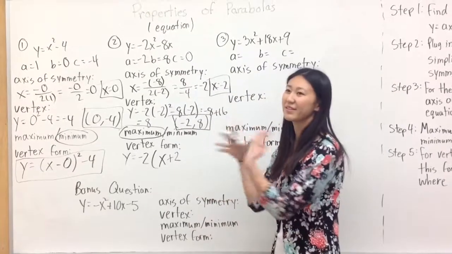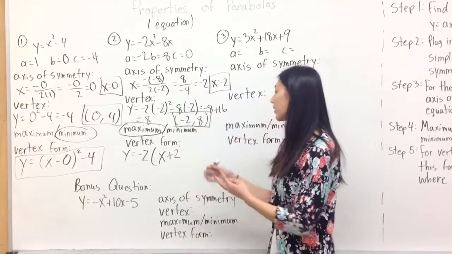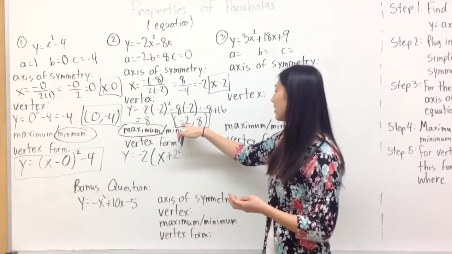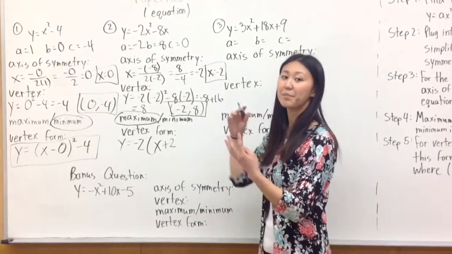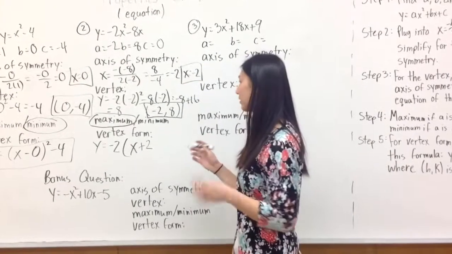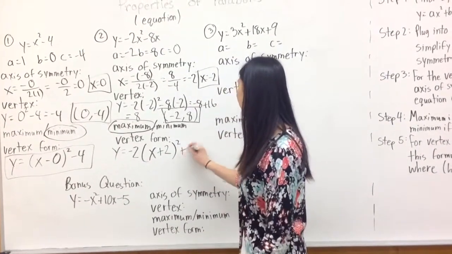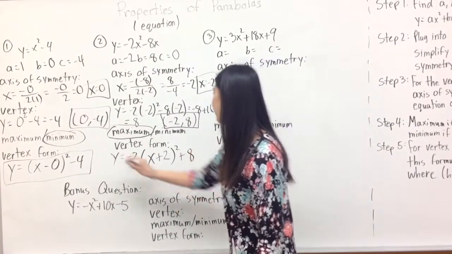So let's kind of go over what we just did here. We're doing like the x minus h thing, right? H was negative 2. So x minus negative 2 is x plus 2. This is being squared, and then plus k is going to be that plus 8.